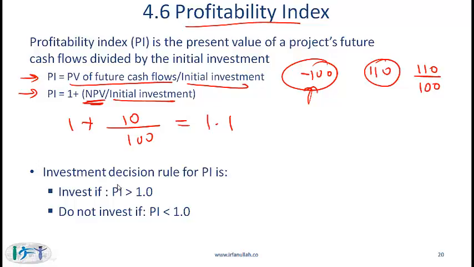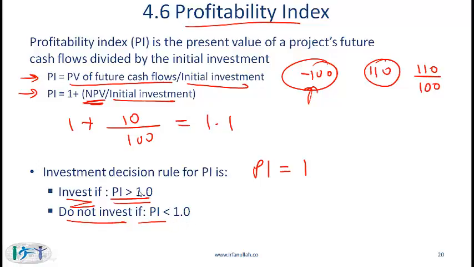The decision rule is straightforward. You invest in a project if the profitability index is greater than 1. A profitability index of 1 means that the present value of the future cash flows is equal to the initial investment. If the profitability index is greater than 1, then that means that the present value of the future cash flows is more than the initial investment. This is identical to the NPV rule. Do not invest if the profitability index is less than 1, and that is fairly obvious.